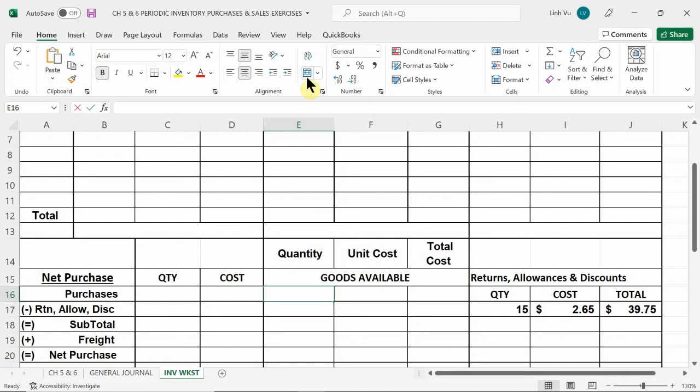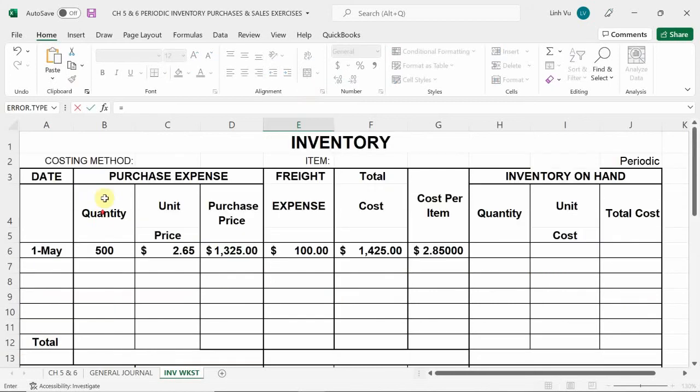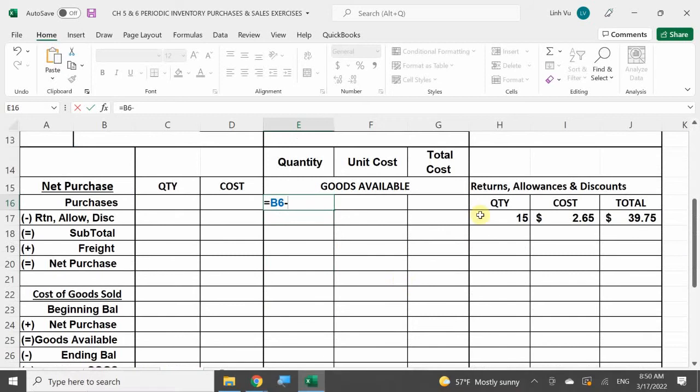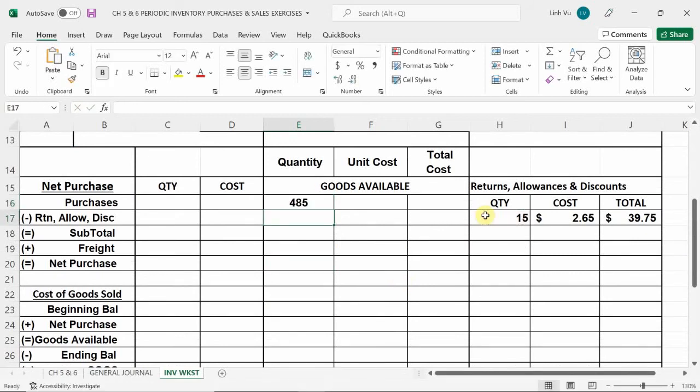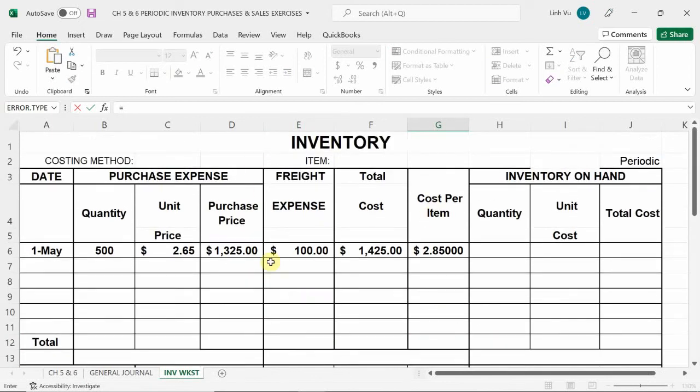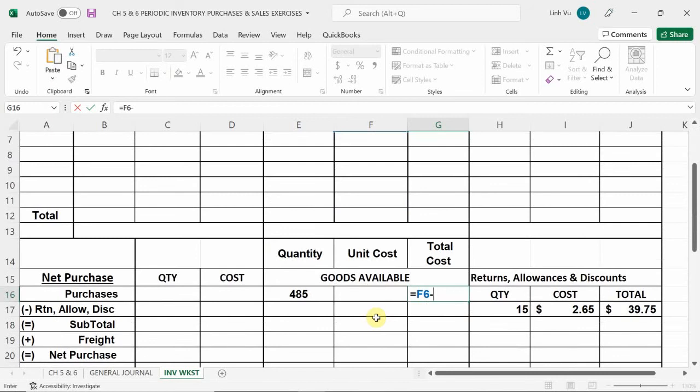Okay? Because in this batch of inventory, I purchased 500, but I end up returning 15 of those items. So in this case, I really have right now 485 units. And I no longer owe $14.25, because I end up getting a refund for $39.75. So now I'm at $1385.25.